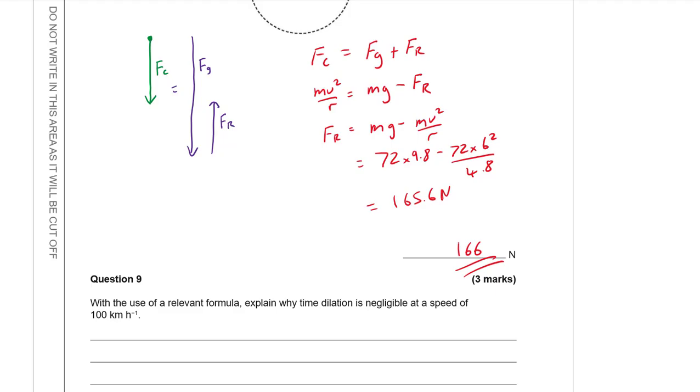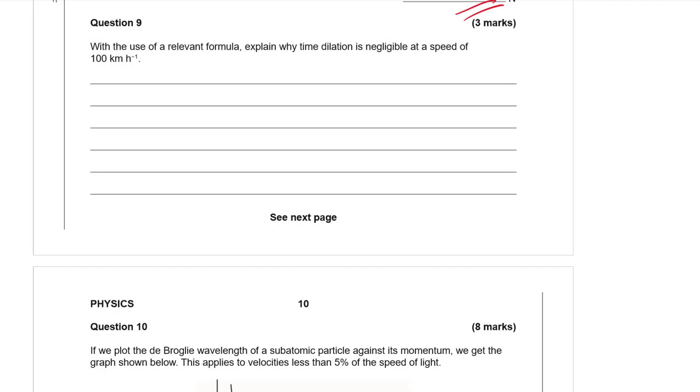And there we go. Okay, so in question 9, it's asking to use a relevant formula to explain why the time dilation is negligible at a speed of 100 kilometers per hour. So the first thing you want to do to get that free mark is to talk about time dilation with its formula. So it'll be 1 take v squared on c squared, and there's your first mark, essentially guaranteed for you there. Now a lot of students did substitution to answer the question, but I'm going to try and do it using the formula itself.